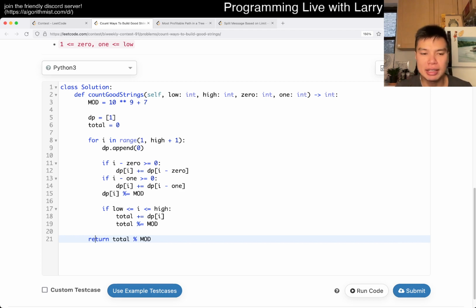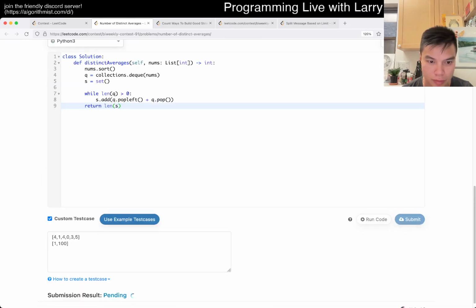Let me know what you think about this video and this explanation. If you struggle with this one, there are a lot of counting type dynamic programming problems on Leetcode, so definitely check those out. And if you want to help out, you can leave a comment below as well. That's pretty much all I have for this one. You can watch me solve it live in the contest now.